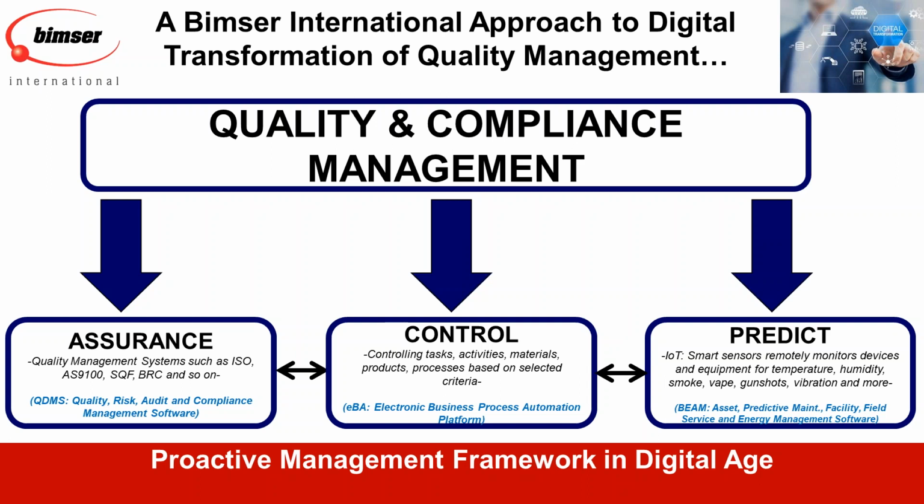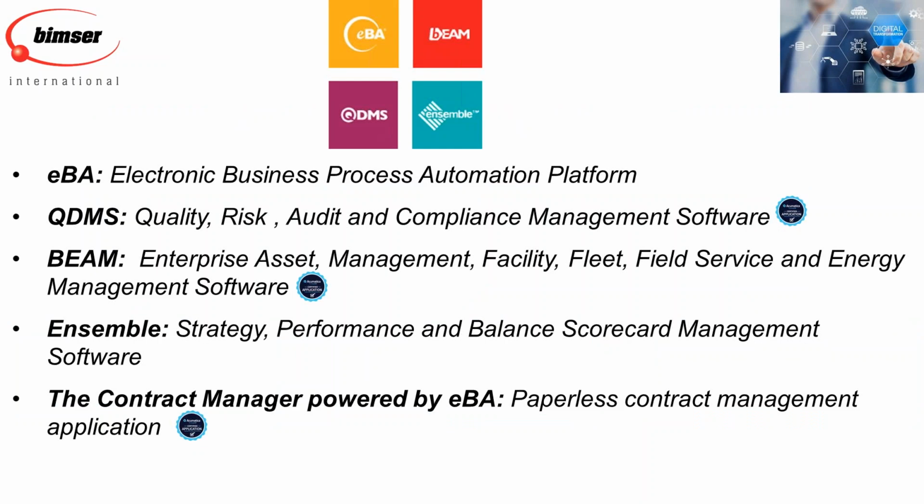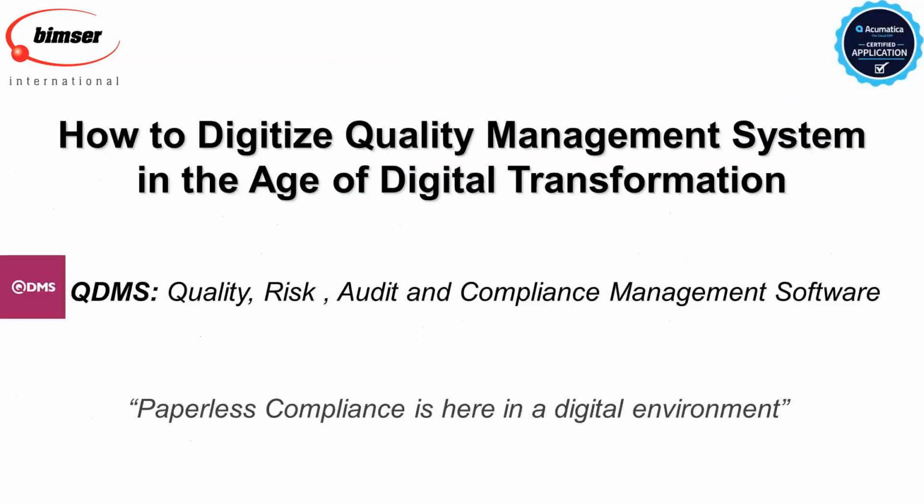Having this in mind, these three pillars, we put together our product line. EBA helps you manage your controls. QDMS helps you manage your quality assurance system, quality management system. In this particular case, we are talking about SQF. And BEAM, our asset and maintenance management system, helps you manage your IoT devices as well as your assets.